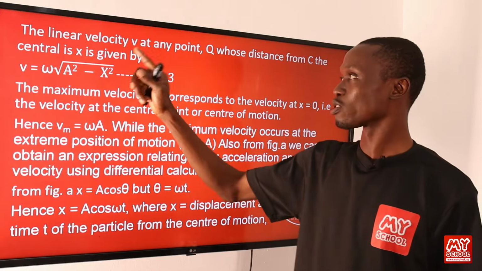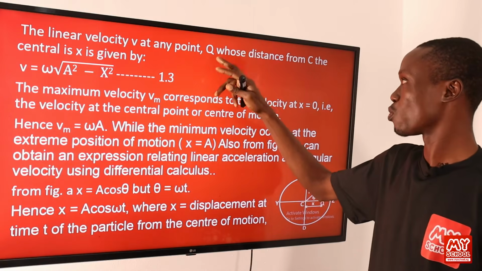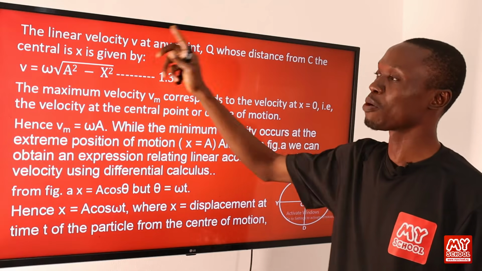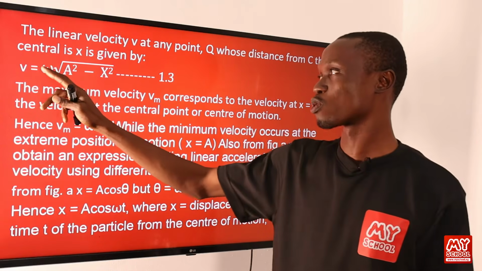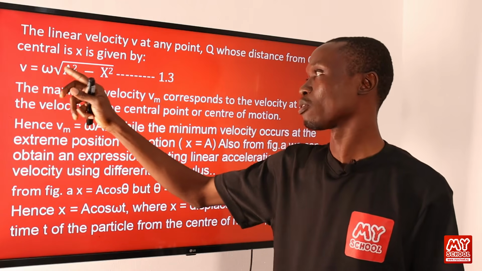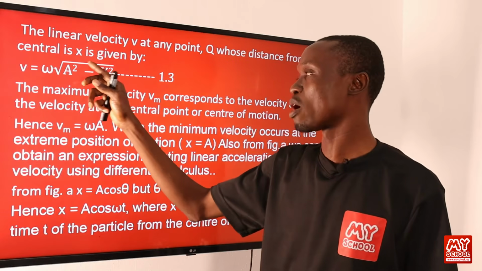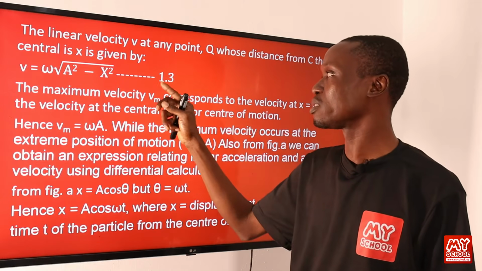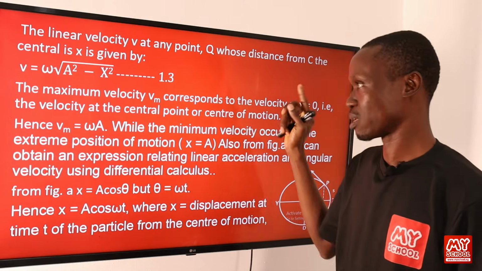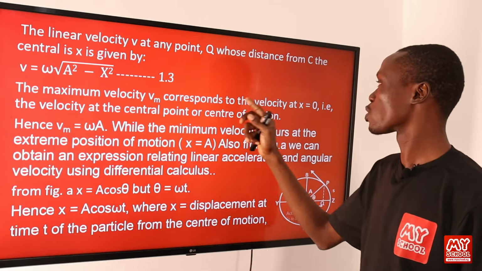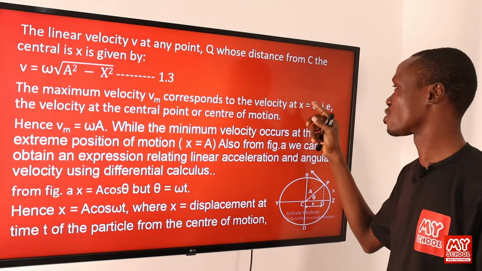So the linear velocity v at any point Q, whose distance from C, the center, is s, is given by v equals omega root a squared minus s squared, and we call this equation 1.3. Okay, so the maximum velocity Vm corresponds to the velocity at s equals 0.